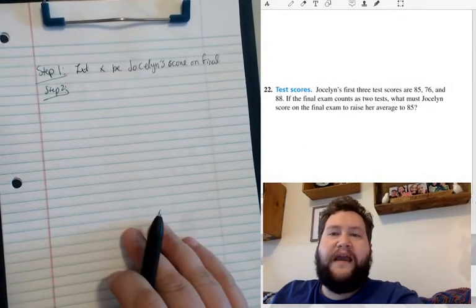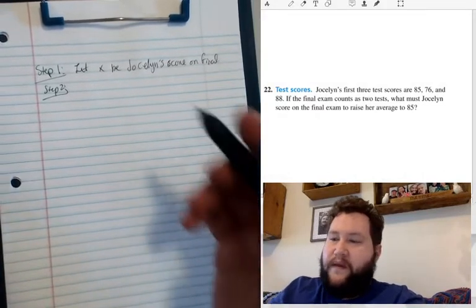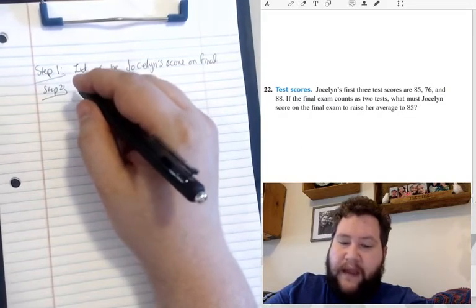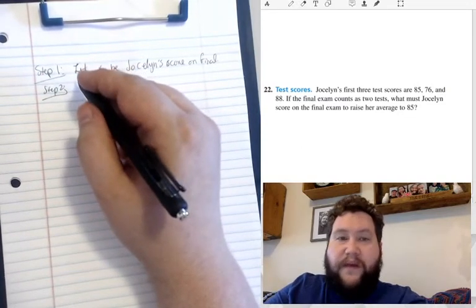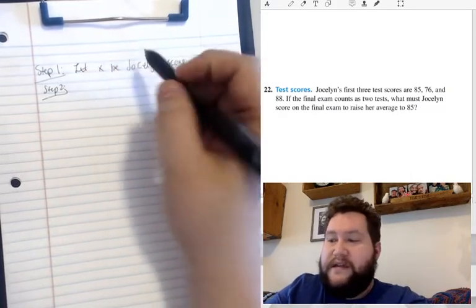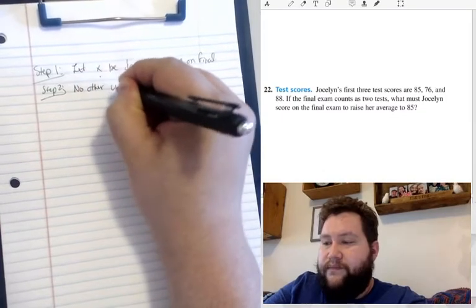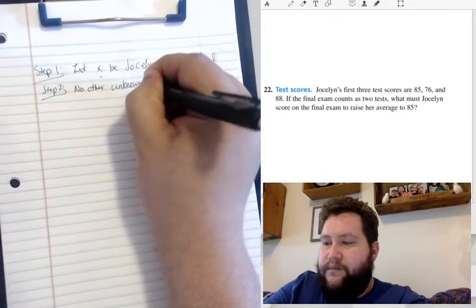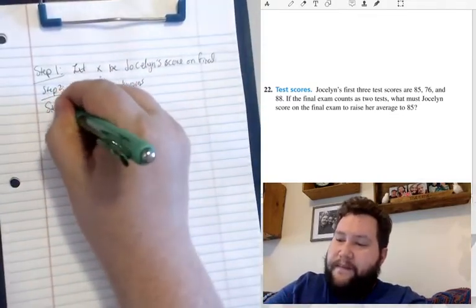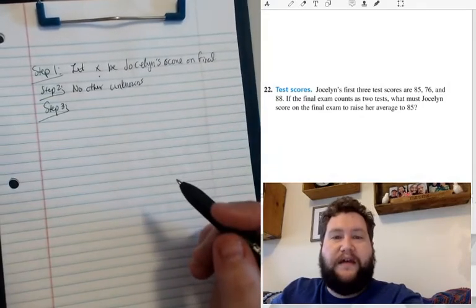Well, if we want to find the average, we add everything up and we divide it by the total number. So step 3 is we're going to do our unknowns. Well, there are no other unknowns. We just need to know what x is. And then when we get to step 3, write an equation that relates the unknown quantities.